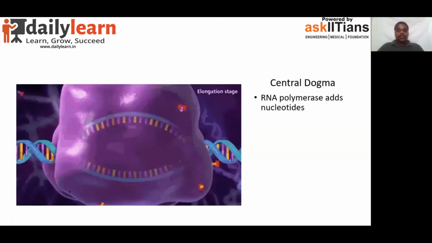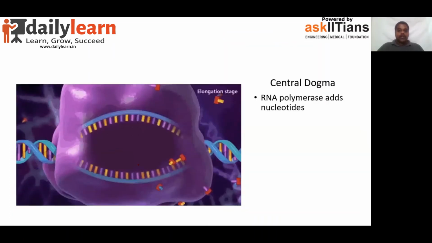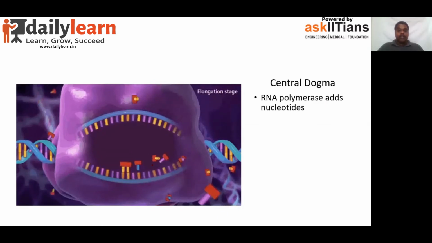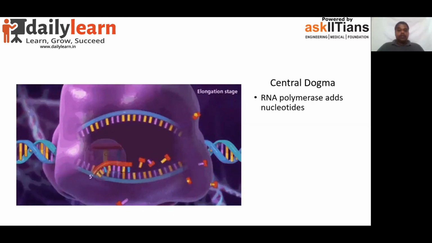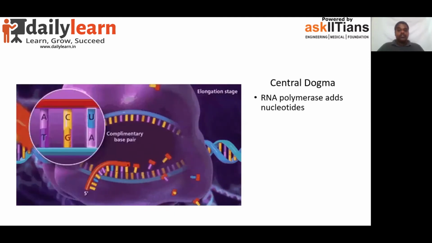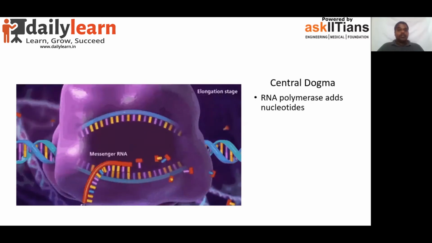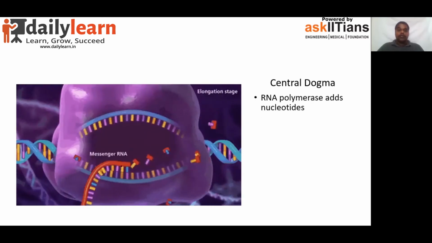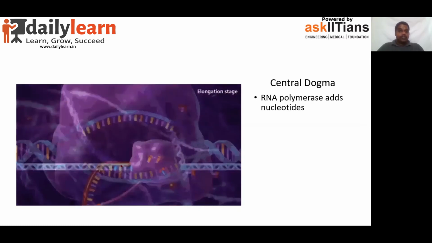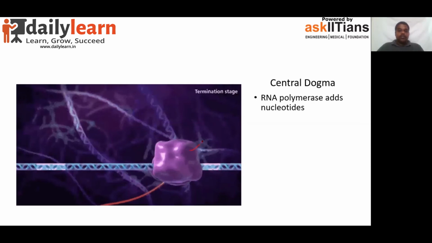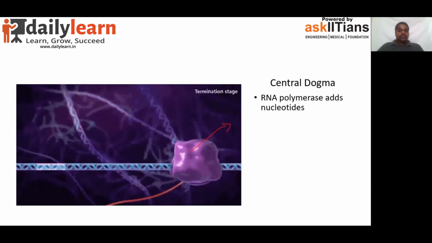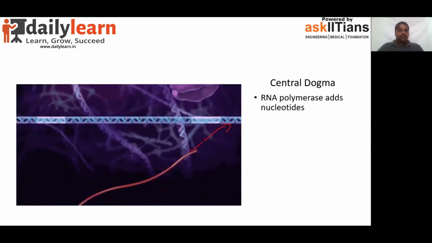In this we can see the RNA polymerase adds the nucleotides to create an mRNA sequence from a DNA template. Once the mRNA is synthesized, the mRNA will be found to be complementary to the base pairs found in the DNA template region. And this is the elongation stage. Then there is a termination stage where you can see the RNA polymerase reaches the termination site, and it will be released from its position, and then the mRNA will be available free in the nuclear medium.